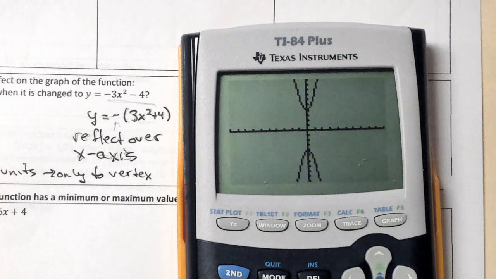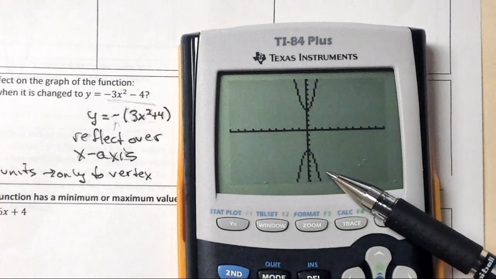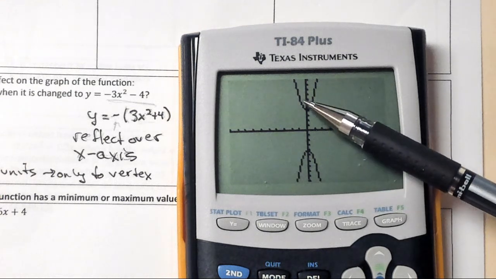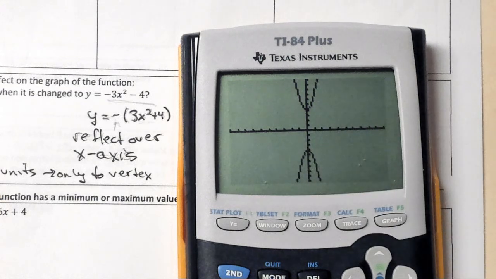So saying down 8 units is actually wrong because it only applies to the vertex. It doesn't apply to every single point at the same time. So the best answer is just reflect over the x-axis, because that means this point would go down to here, and it still applies to the vertex moving here, but it's because of a reflection. And so that's the only thing that would be correct. So that's why a lot of people, when they said down 8 units.